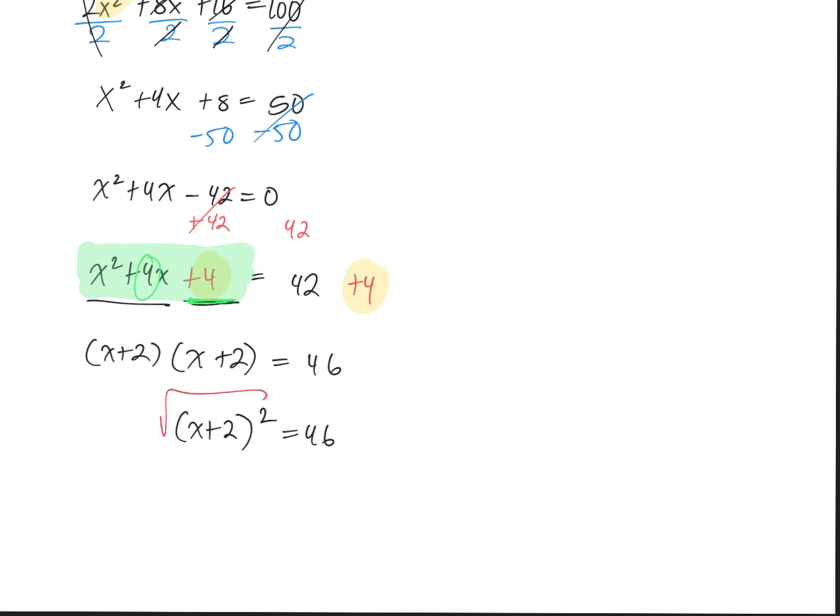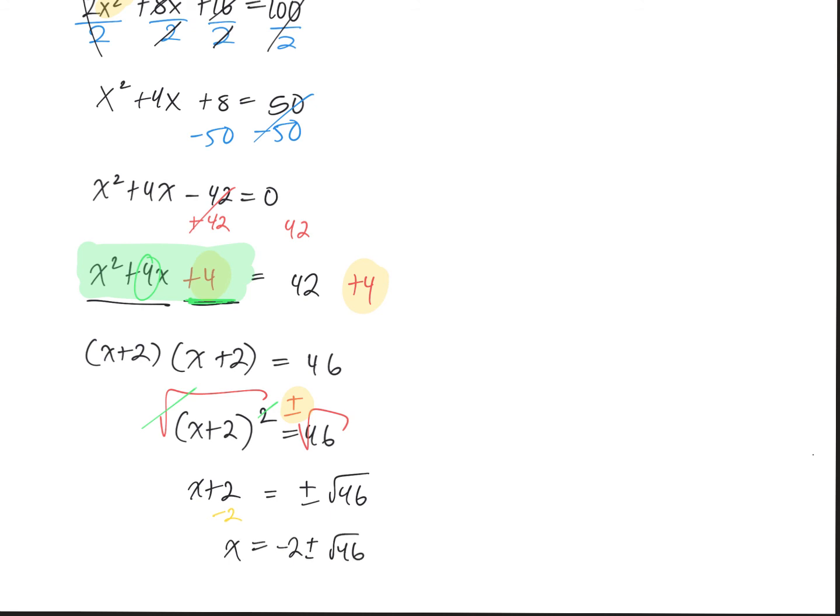So square rooting both sides. Once again, what do we need to remember? The plus or minus. Please do not leave that out. Don't want to be taking away points for that. So we have x plus 2 equals plus or minus root 46. Subtract 2 from both sides. And we get x is negative 2 plus or minus root 46.